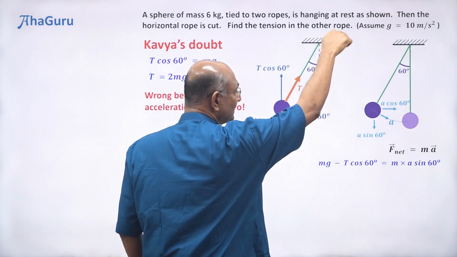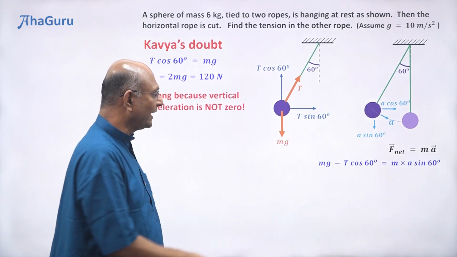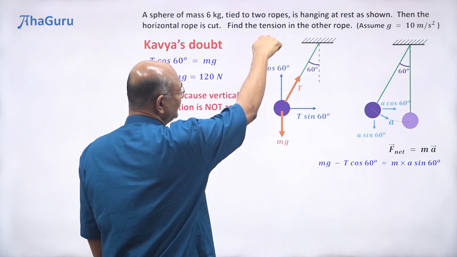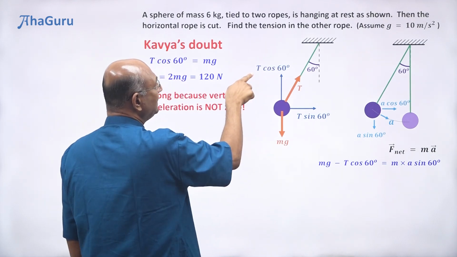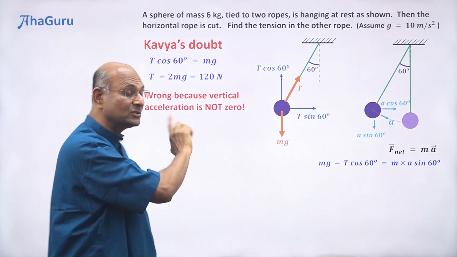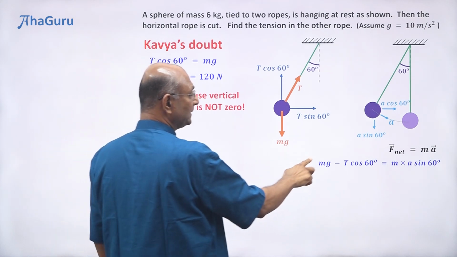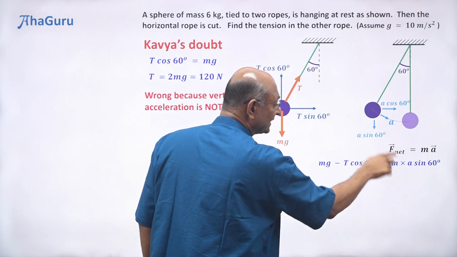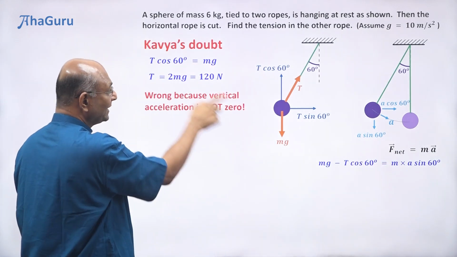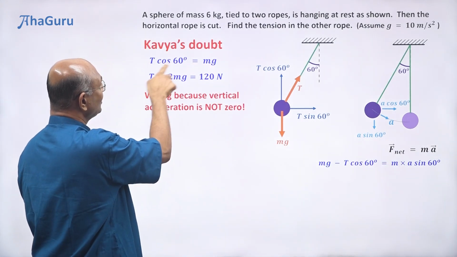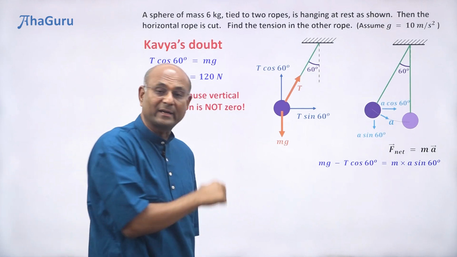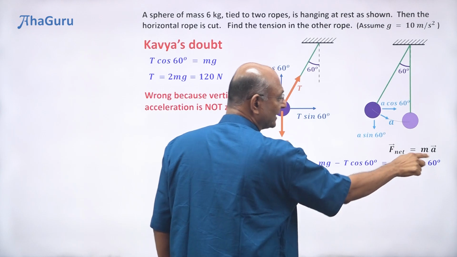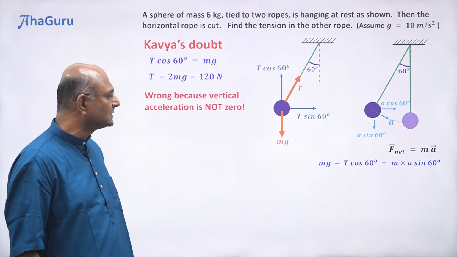So if I wanted to write the vertical equation, right? Vertical Newton's second law statement. The net force in the vertical direction. What is the net force in the vertical direction? mg minus T cos 60 degrees. It is not 0. mg minus T cos 60 degrees is not 0. It is m into the acceleration in the vertical direction. Kavya has assumed it to be 0. That's why she gets T cos 60 degrees is equal to mg, which is not correct, right? So mg minus T cos 60 degrees is m into this acceleration, A sin 60 degrees.